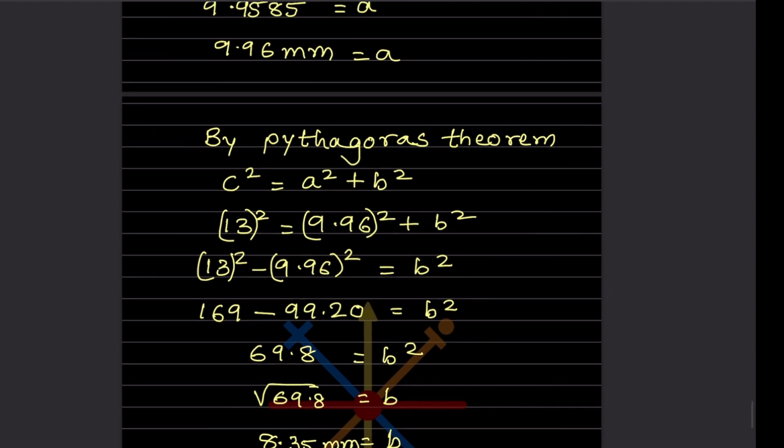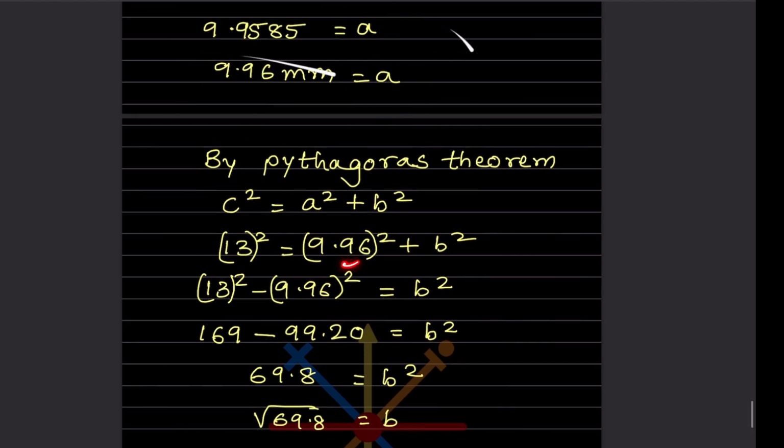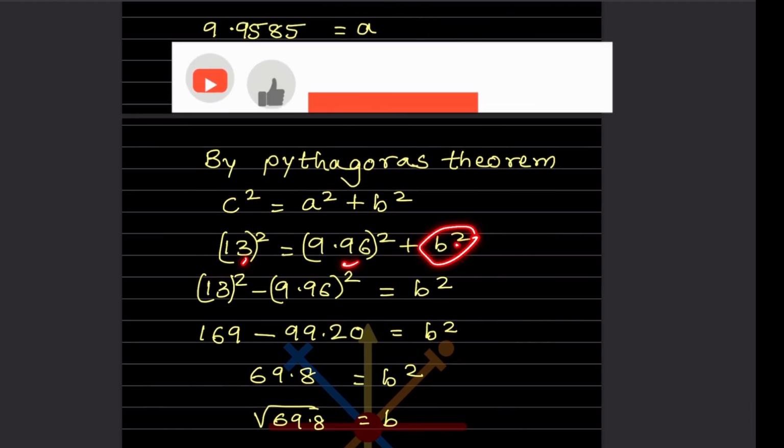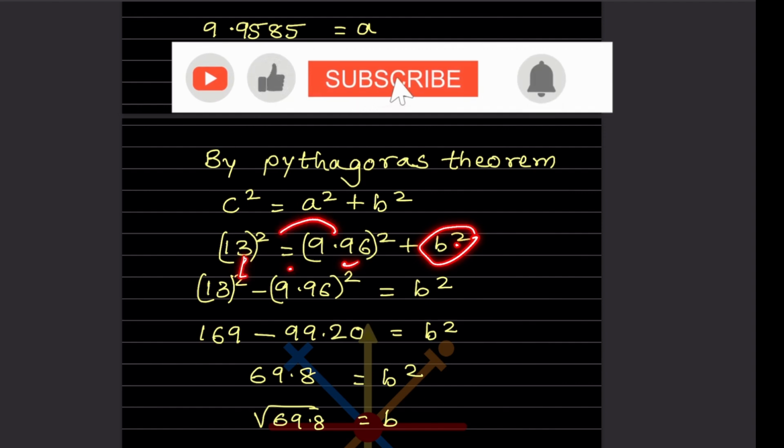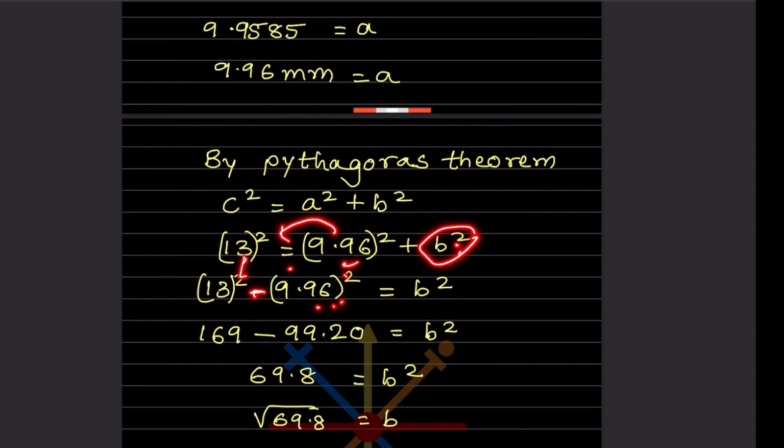And A you got as 9.96, and you don't know what B is. So now 13 square you will write here, and if you take this to the other side, it is going to be minus 9.96 square, that is B square. Now 13 square is 169, and if you take the square of 9.96, you get 99.20, and this is B square.